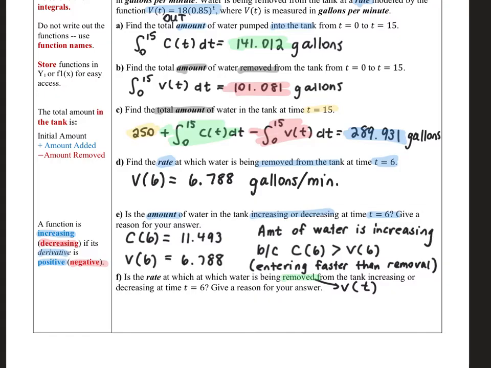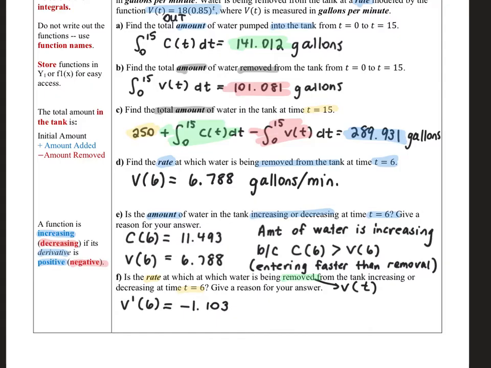In my last part here, I'm being asked if the rate at which the water is being removed from the tank is increasing or decreasing at t equals 6. Notice it's not asking me about the amount like in part E. It wants to know if the rate, wants to know if V of t is increasing or decreasing. So just like what we said over here on the side, I will know if V is increasing or decreasing by looking at its derivative and seeing if it's positive or negative at my time in question. So I need to find V prime of 6.